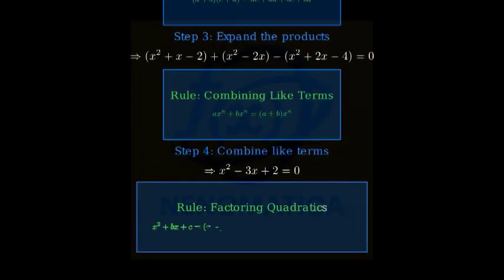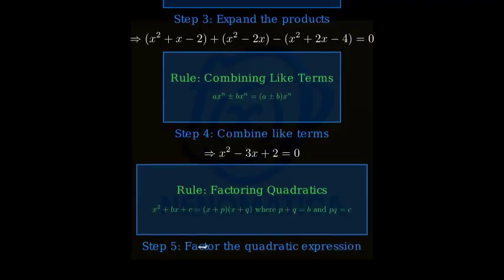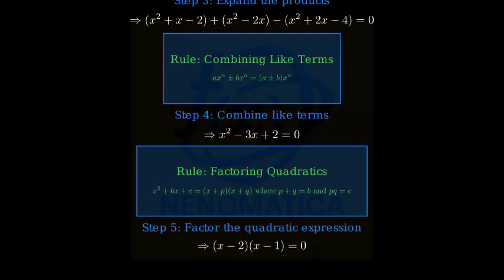The next step is to factor this quadratic equation. We need to find two numbers that multiply to give 2 and add up to negative 3. Those numbers are negative 1 and negative 2. So x squared minus 3x plus 2 can be factored as x minus 2 times x minus 1. Our equation is now x minus 2 times x minus 1 equals 0.